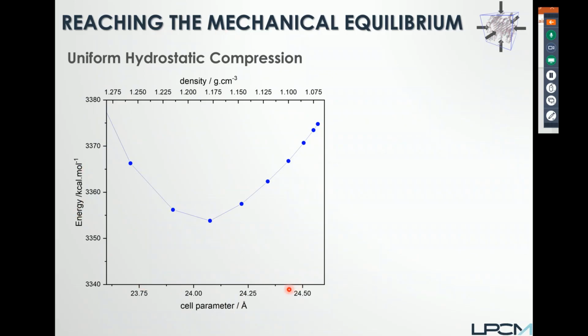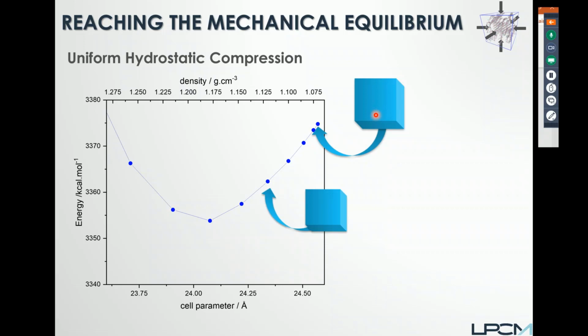This is the energy with respect to the cell parameters. The parameter can be the volume. It's the same thing because we have a cubic box, and we perform a uniform hydrostatic compression. So here is our cell with the polymer chain, and we represent that by a simple box. This is at the beginning, and we compress the box, the volume, uniformly along the 3 edges.